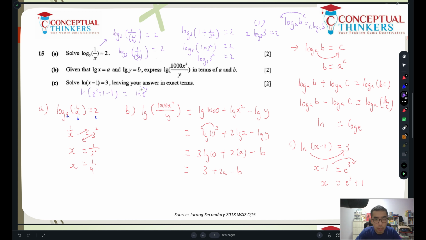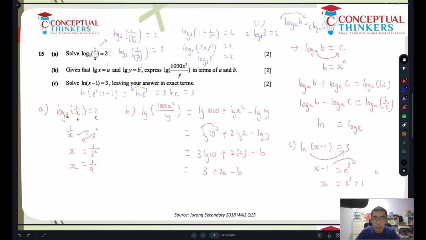So this is the power rule, bring down the power. So I'm going to get 3 ln e. So this ln e is actually equal to 1. So this will give me 3, and it matches my right side, which is equal to 3. Okay, with this I know that this will be the correct answer. That's all for this question.